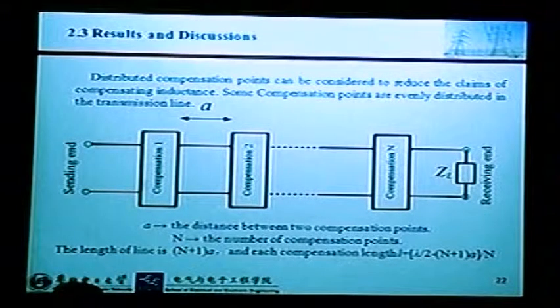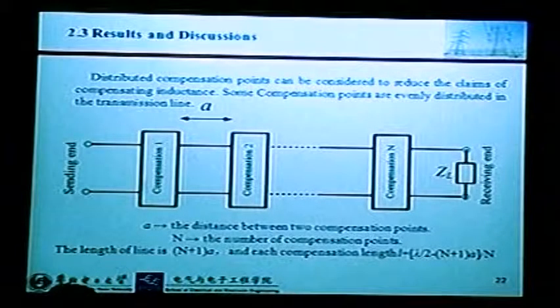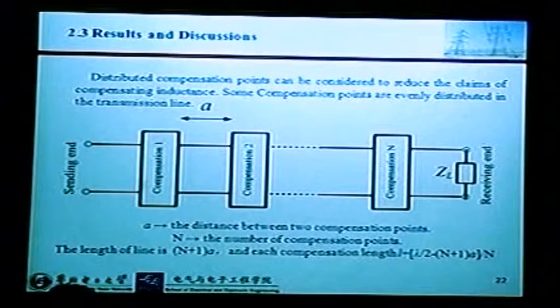Distributed compensation points can be considered to reduce the capacity of compensation inductance, because the inductance is very large. Some compensation points are evenly distributed in the transmission line. In the figure, A is the distance between two compensation points. N is the number of compensation points.